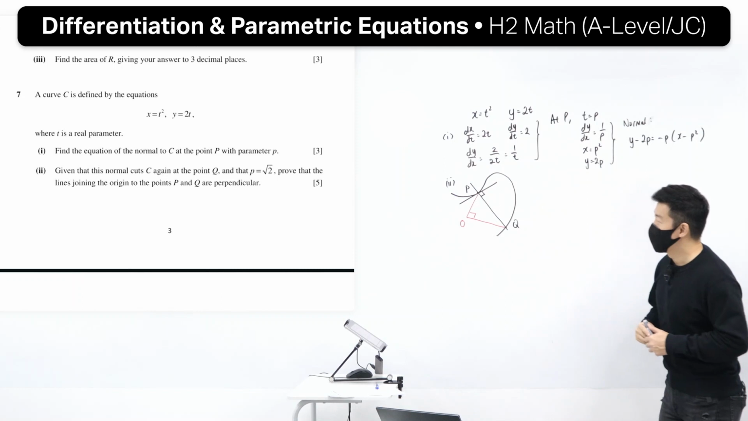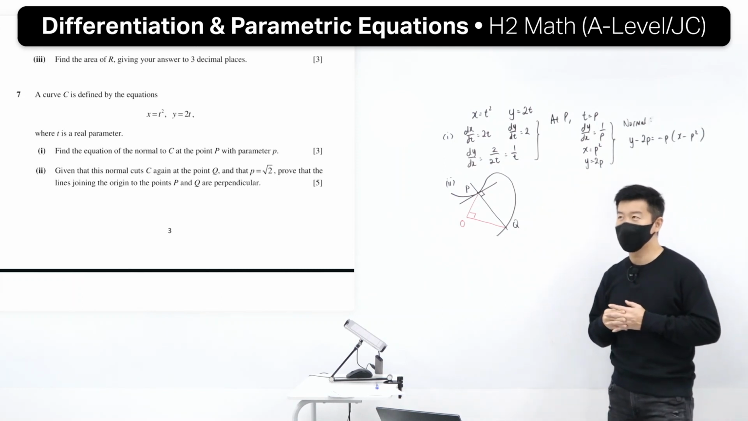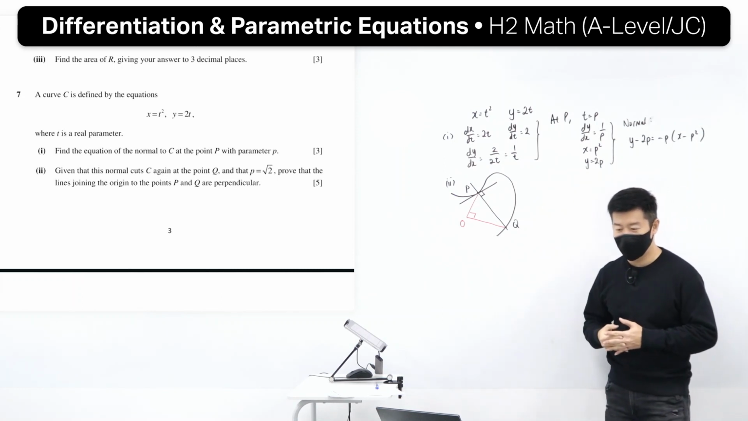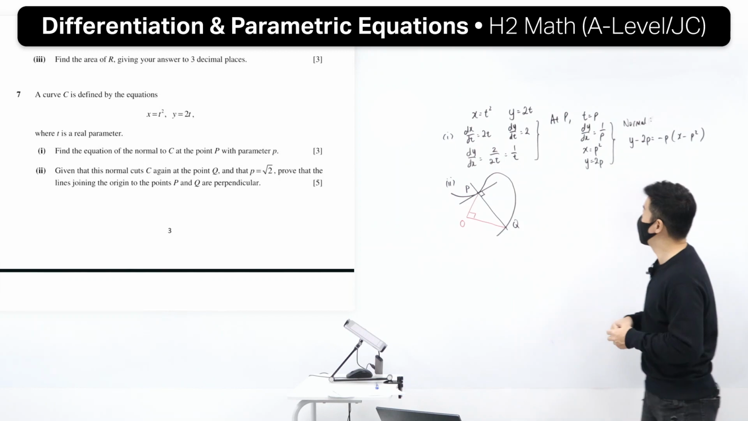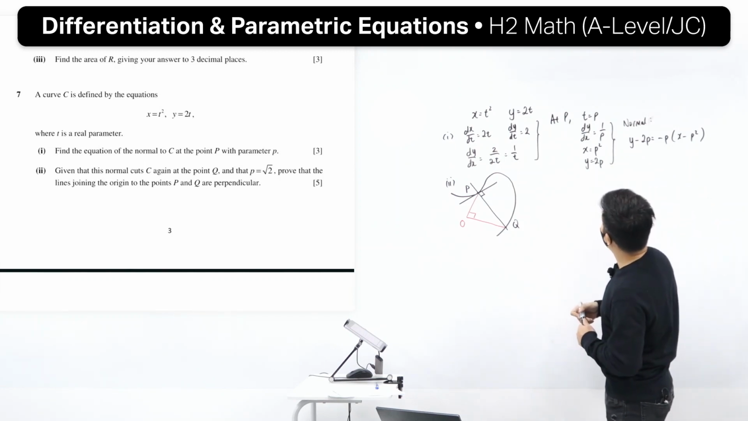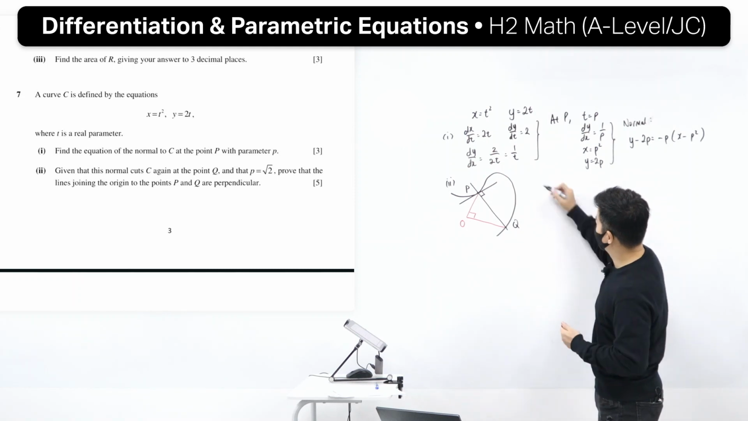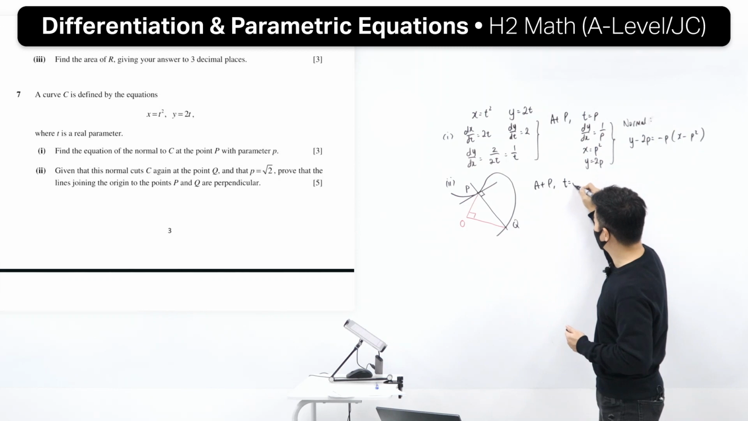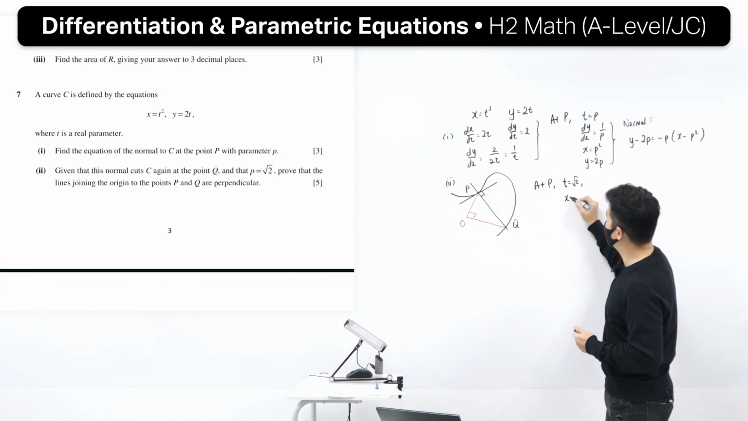So we have this, which means that if I am going to try to execute it this way, I need the coordinates of point Q. I already have the coordinates of point P, because the question tells me that P is equal to square root of 2. So if P is equal to square root of 2, that means at point P where t is equal to square root of 2, I know what the x coordinate is.